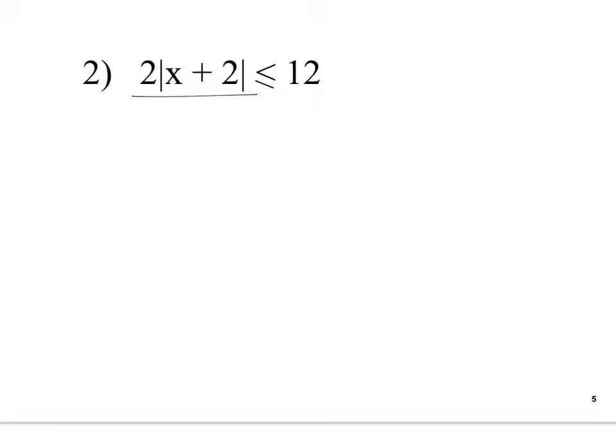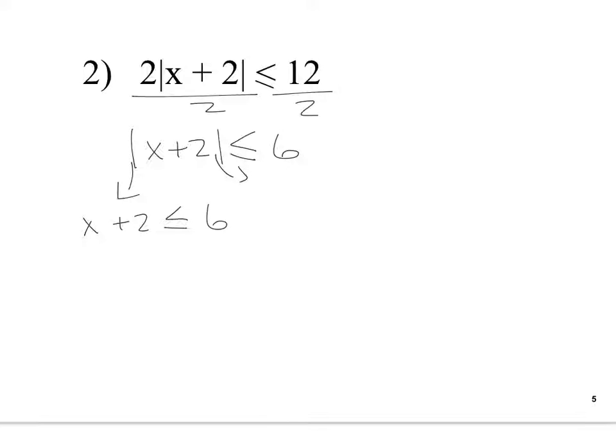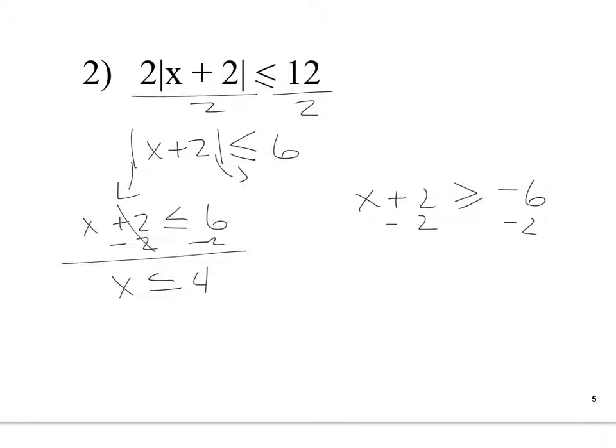Okay, so divide by 2 first. So the absolute value of x plus 2 is less than or equal to 6. So the absolute value has to be less than 6, so it has to get closer to 0 for this to work, not farther away from 0. So that's going to change our graph a little bit. Change everything outside the absolute value, so that becomes greater than or equal to negative 6. So x is less than or equal to 4, and x is greater than or equal to negative 8.